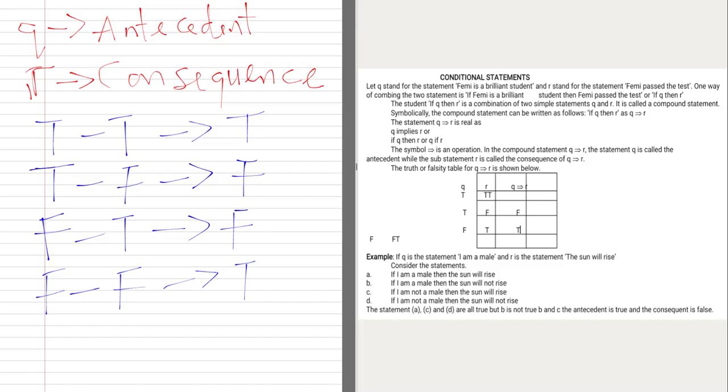Now if you look at C, it says if I am not a male, then the sun will rise. They counter each other, and that's why our answer here is false. Are you seeing that now? That's why our answer is false. All right, so that is under the conditional statement.